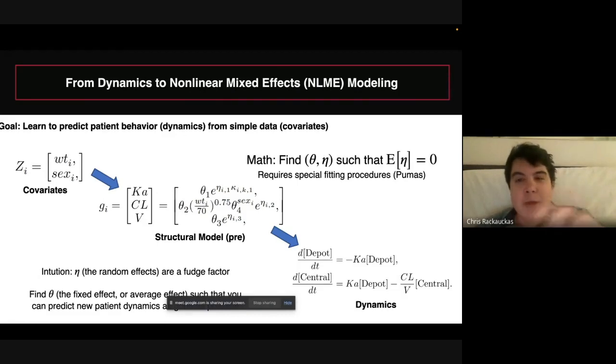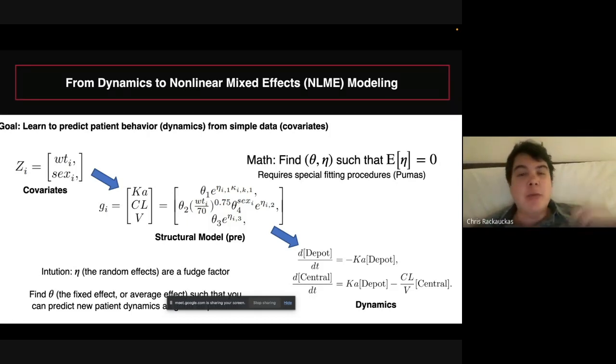And this is the nonlinear mixed effects estimation process. The way that you do that is you say, well, I want the random effects to be a per subject kind of effect, and therefore they should have no average effect. No average effect, meaning that the expected value of the eta over the whole population should be equal to 0.